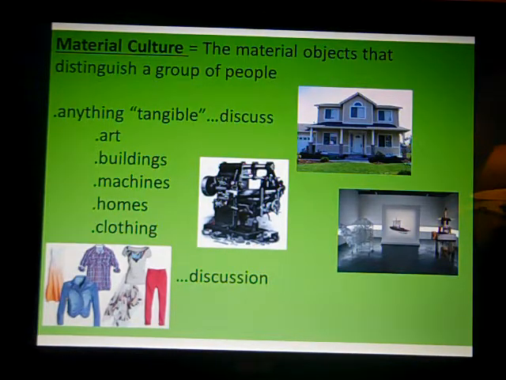Material culture. These are the material objects that distinguish a group of people. The home that you live in, the cell phone that you have in your hand, your laptop, your clothes, any artwork, pictures, photos that you may have in your room or in your car. Anything that you can physically touch represents the material objects of culture.